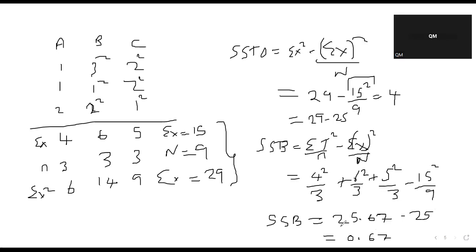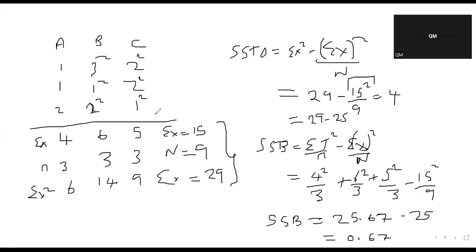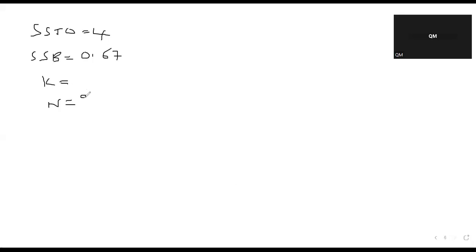So this is the sum of squares block. Now let's balance this. Everything has now been done. So what is the sum of squares total? 4. Sum of squares block, we just found 0.67. Then what was our number of treatments, our K, and what was our N? The number of treatments here is 3. Those are the populations. And our N was 9.